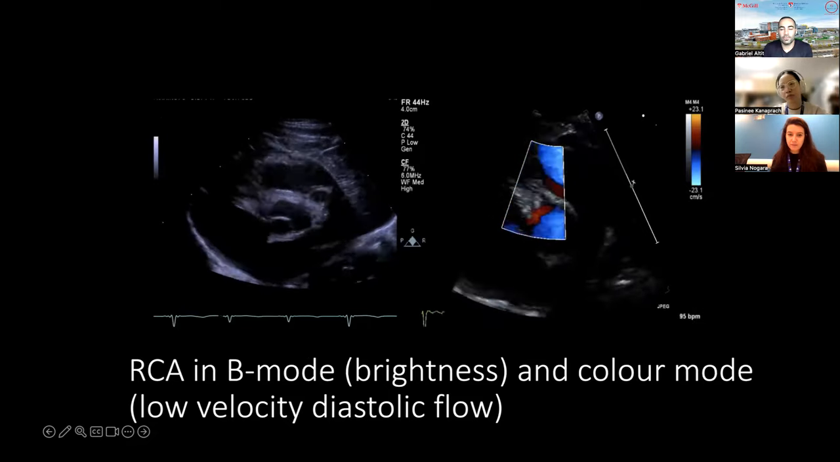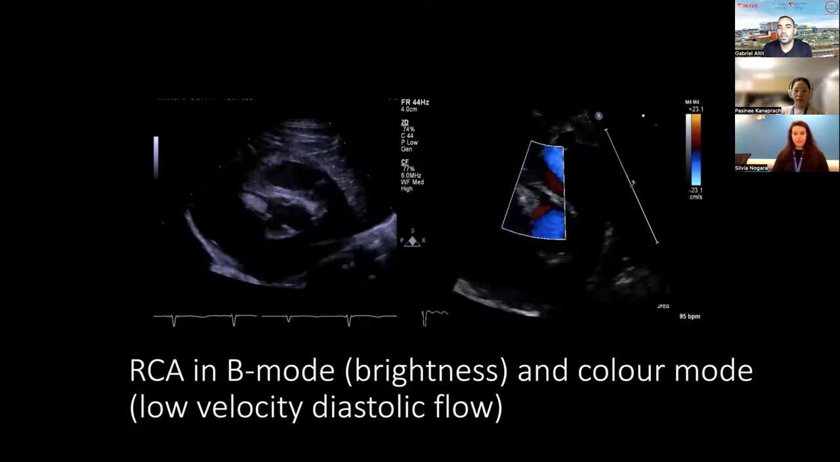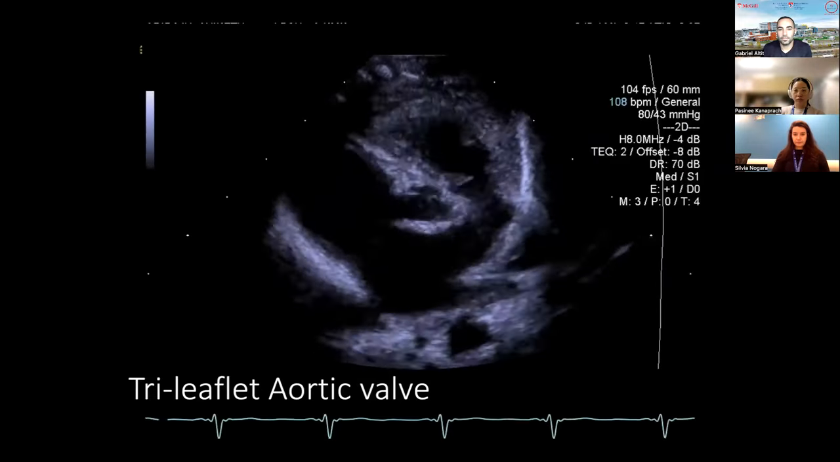It's harder to get the coronary blood flow because you're kind of in front of it when you're doing the images. So it's harder to get it by color for the right coronary artery.